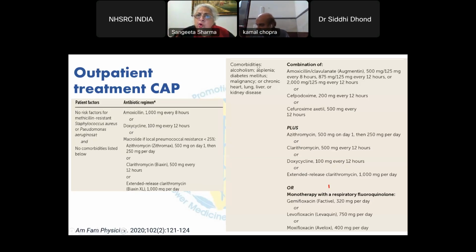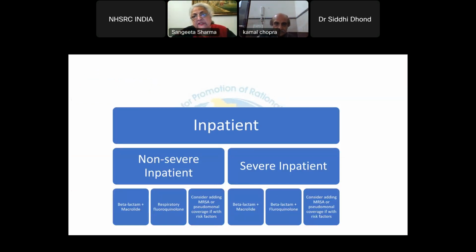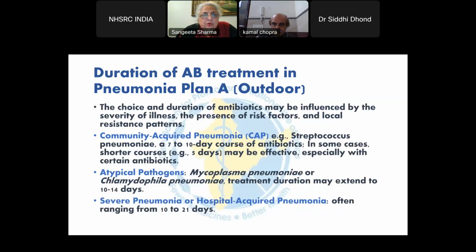Then if there are comorbidities, then maybe we can go for amoxicillin-clavulanic acid or cephalosporins. As Dr. Chopra has already emphasized, fluoroquinolones should not be used as empirical, first-line antibiotics for the outdoor department, only in certain situations do you need these for treatment of pneumonia. Now, coming to the duration, usually the dictum now is, the shorter the duration, the better it is.